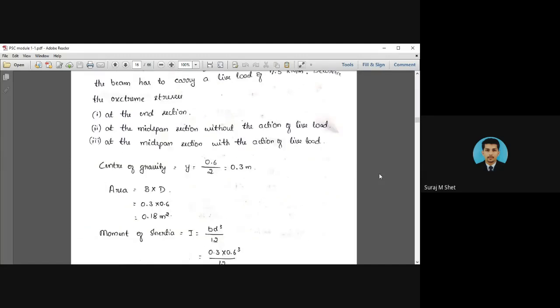So in this problem, they asked to find the extreme fiber stress at the end section. The end section is nothing but, see here, I'll show it in this diagram.